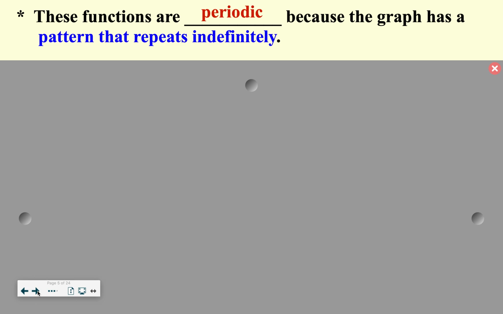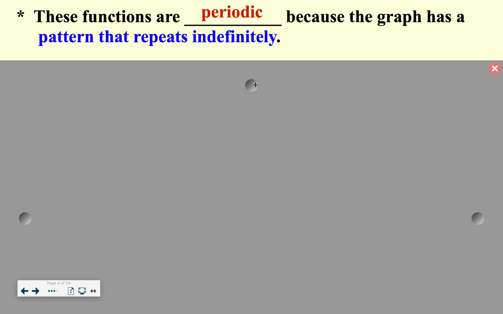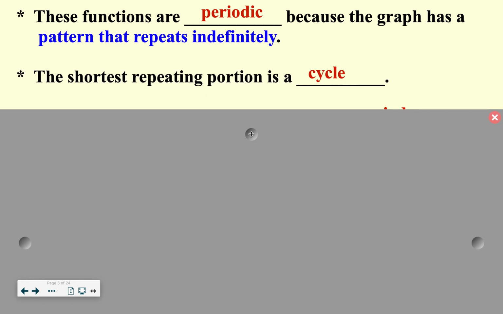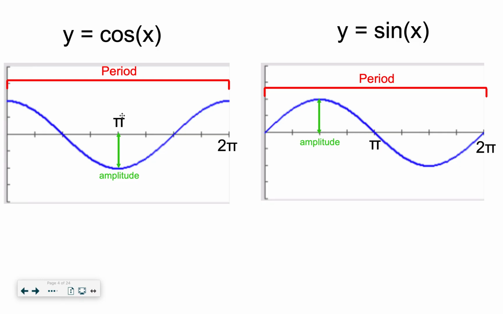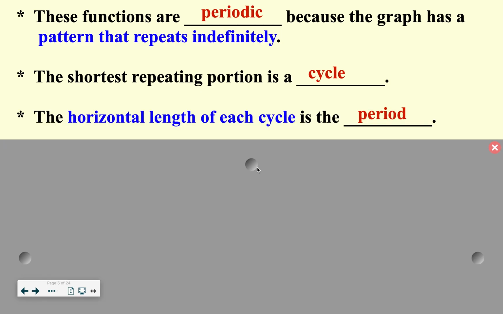Okay, so the cosine and sine functions are periodic because the graph has a pattern that repeats indefinitely. So just to show you that again, this is one cycle, but it goes on forever and ever and ever. Okay, so that's called periodic. The shortest repeating portion is called the cycle. So these are both one cycle, one cycle of cosine, one cycle of sine, and that's called the cycle. The horizontal length is called the period.